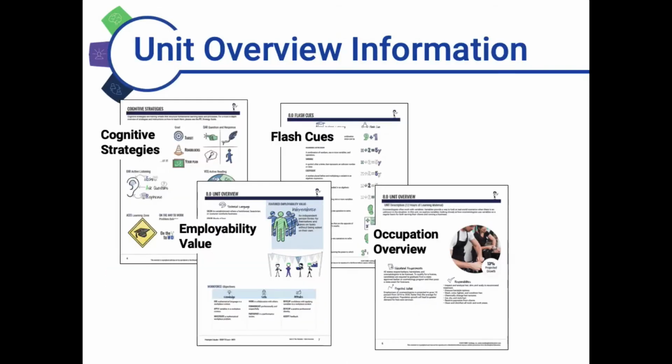Now when you open up your Ready to Learn instructor guide, you will see just some unit general overview information. These are the cognitive or learning to learn strategies that are in the curriculum. You'll have the flash cues, which are the imagery cues for the vocabulary. It'll focus and share with you information about the employability value, the occupation overview. All of these are just general overview elements for the unit.